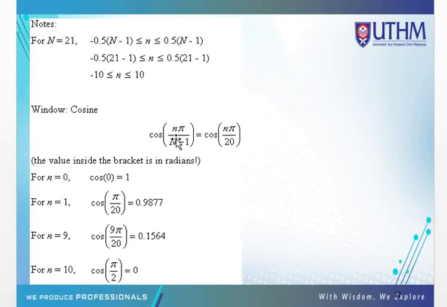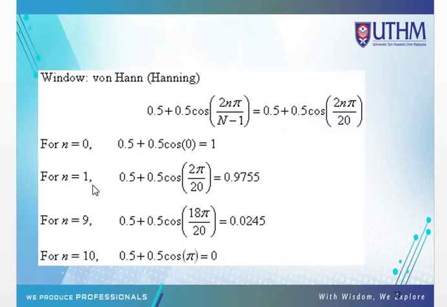And then you substitute the value. When n equals 0, what is the value? And when n equals 1, what is the value? You substitute in here. Then make sure the pi here is in radians. Here is another example for the Von Hann or Hamming. The difference is just the expression of w[n]. You substitute n here with 0, 1, 2, 3, up to the value that you want.